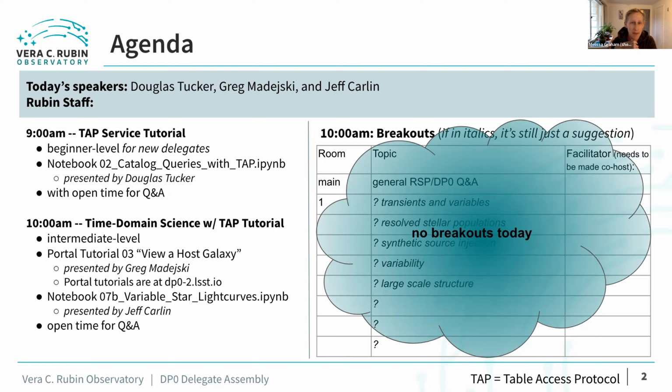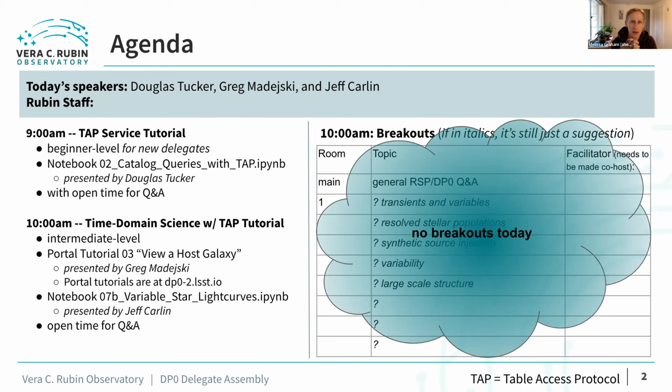And then at 10 a.m. for the second hour, instead of doing breakouts, we're going to be doing an intermediate level tutorial session that focuses on the time domain data in particular and how you can access it with TAP. There'll be one portal tutorial, pretty quick, that's going to show how you can now access images in the portal using the OBSTAP service. That'll be presented by Greg.